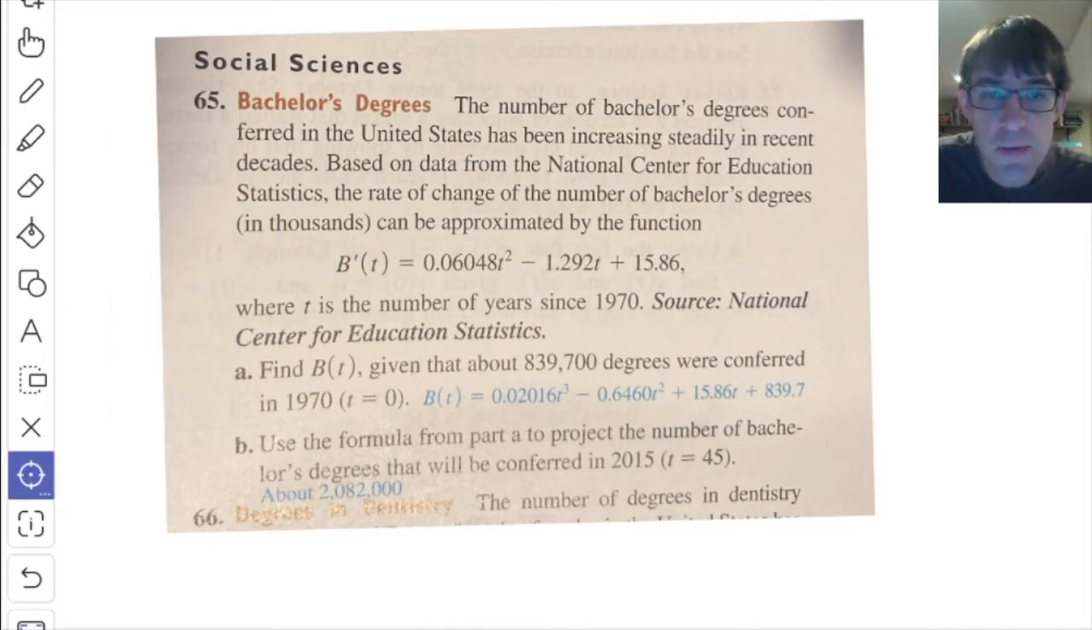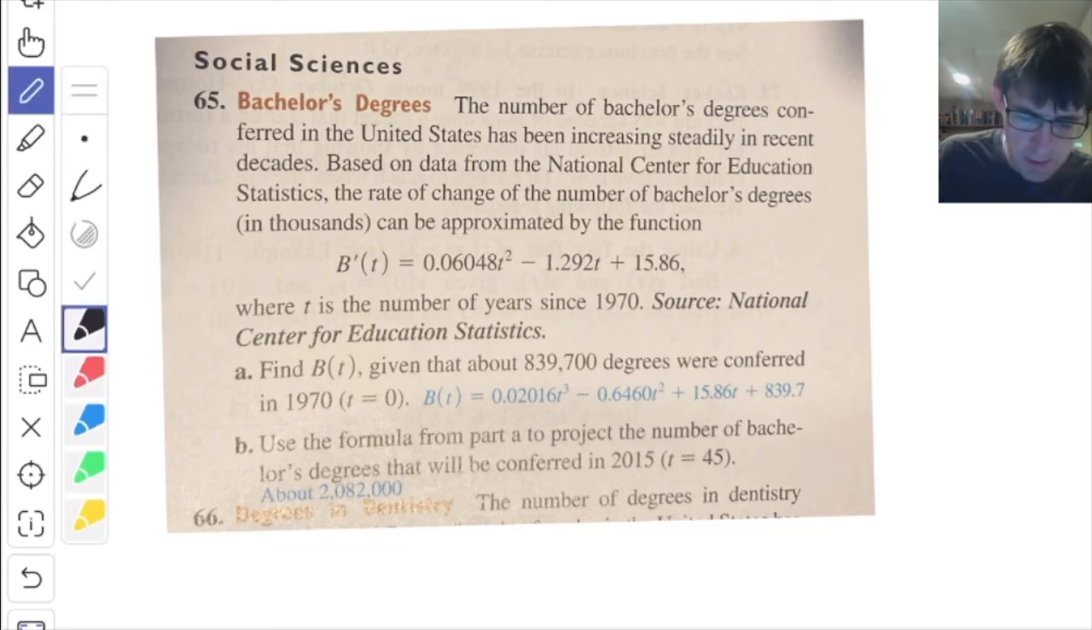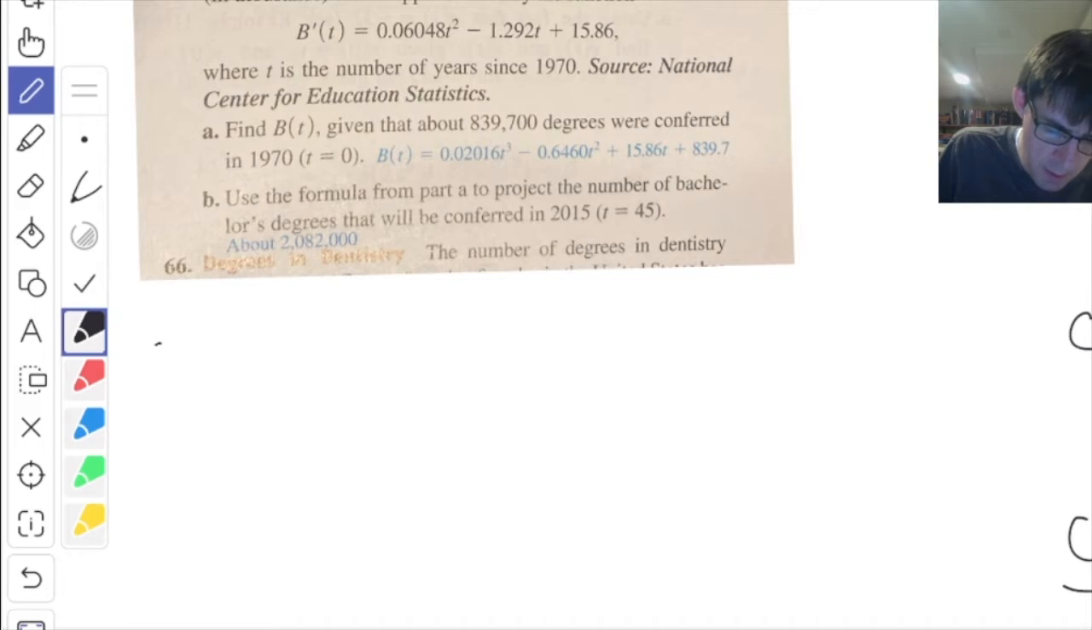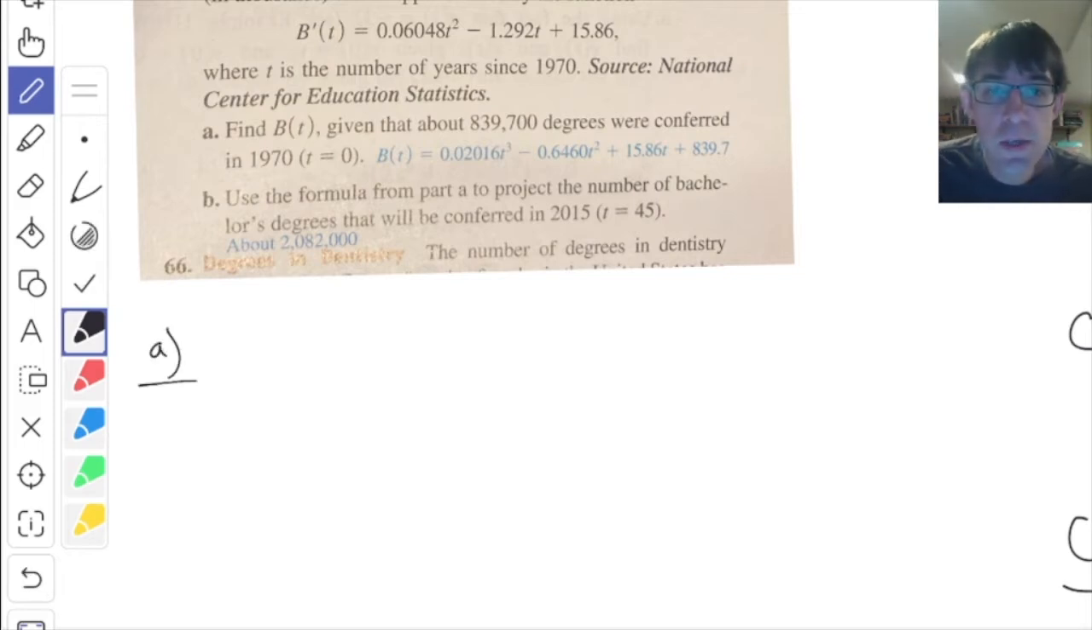So this one is going to have some very strange numbers. All right, and the first question, so this is b prime of t. That's how fast the degrees are changing from year to year. And the first question is find b of t, given that this many degrees were conferred in 1970. All right, let's try that. So part A is find b of t. It's just like the one that we just did, where they tell me what b prime is, and then my job is to find what b of t is.